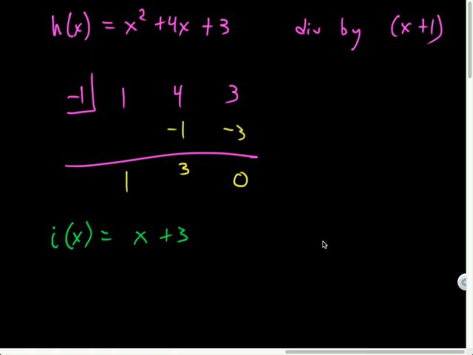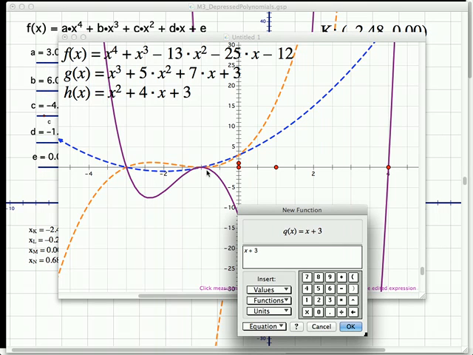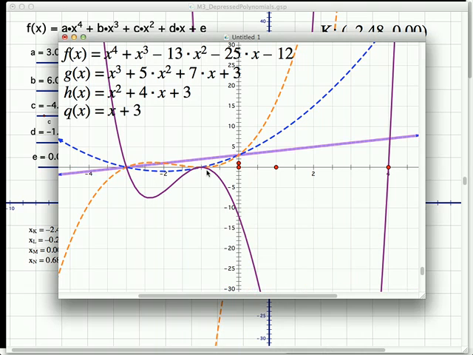So, I of x is equal to what now? Yeah, x plus 3. Okay. You guys know how to graph a line? What's the slope of that? 1 over 1. The y-intercept is 3. Do you know its x-intercept? It's going to be at the -3 here. Let's graph this. X plus 3. Ready? Bam.